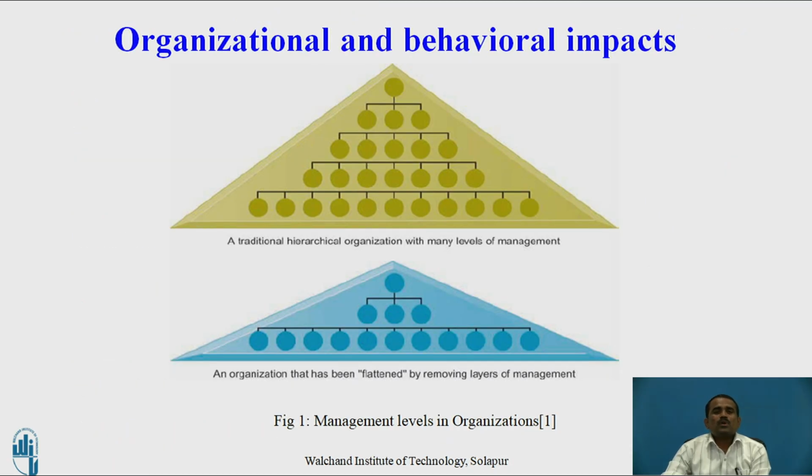So this is a block diagram of the organizational and behavioral impact on organizations in the business. Generally, the traditional hierarchy has many levels of management. The second indicates organizations that have been flattened by removing layers of management. In the olden days, first came the owner, next team leaders, team members, and employees. Now we have to consider various levels in the business. Each and every level of people has some responsibility to grow the company and improve the organization.